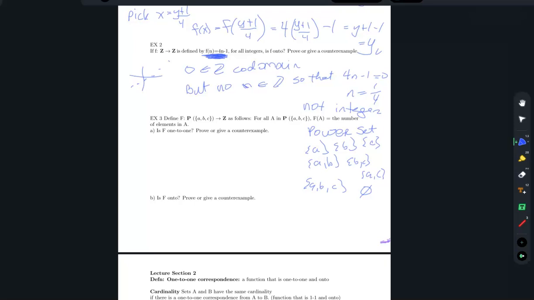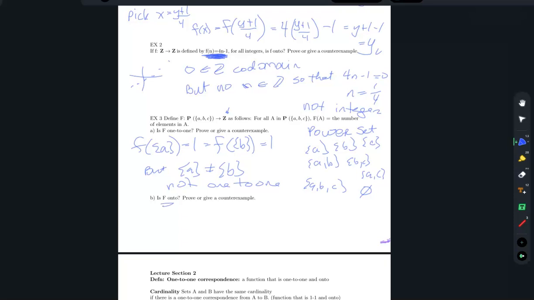Okay, so is this one-to-one? This function gives us the number of elements in A. So if I take f of this set A, it gives me 1. Is it one-to-one? Let's think about it. So that's an element in the integers. But wait a second. If I take f of B, I get 1 also. So those are equal to each other, but the set A does not equal the set B, so it's not one-to-one.